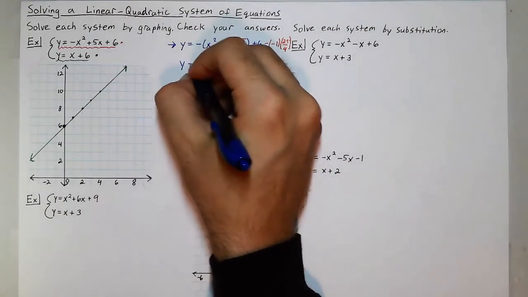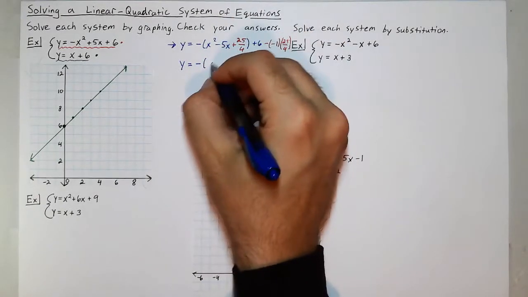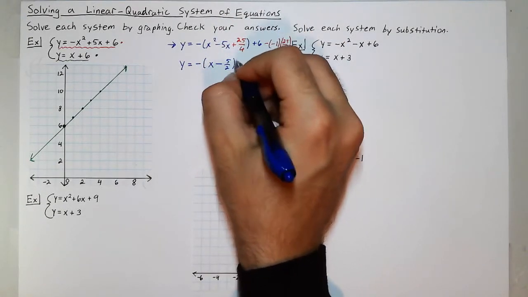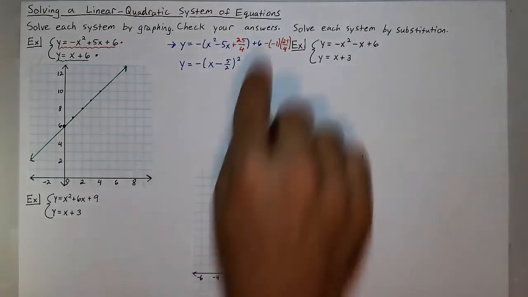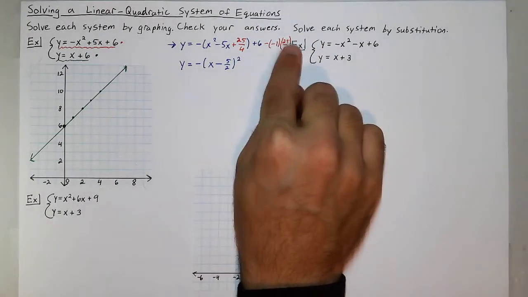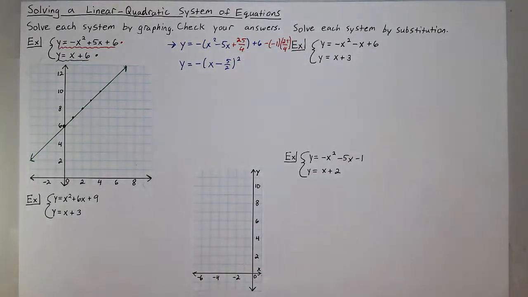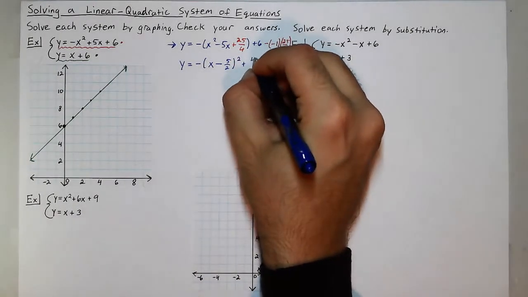which will then give me negative of x minus half of b squared. So x minus 5 halves squared. And on the outside, I have 6 plus 25 fourths. So that's 24 fourths plus 25 fourths, which is 49 fourths.